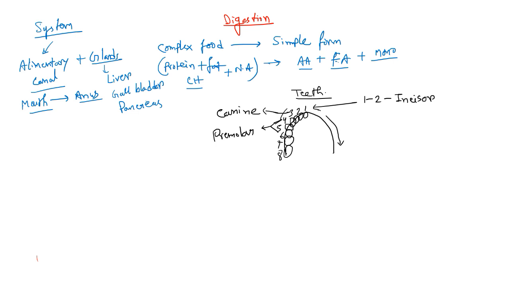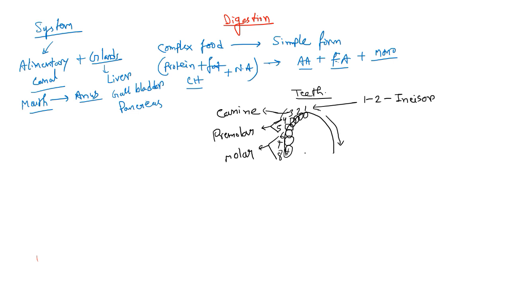3 is canine, 4 and 5 premolar, and 6, 7, 8 molar. Now all these teeth are used for chewing of the food. It's a mechanical breakdown of the food before entering into the alimentary canal. It's very, very important. But among all these teeth, we use all of them mostly, except for the 8th one, the molar one, the last one.